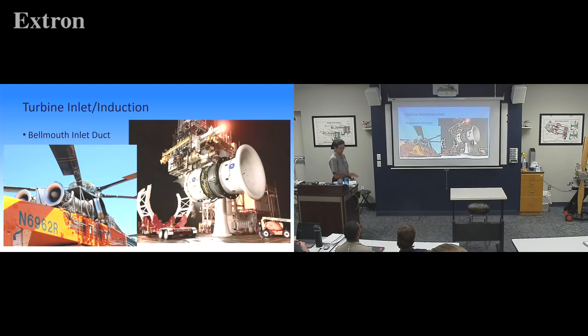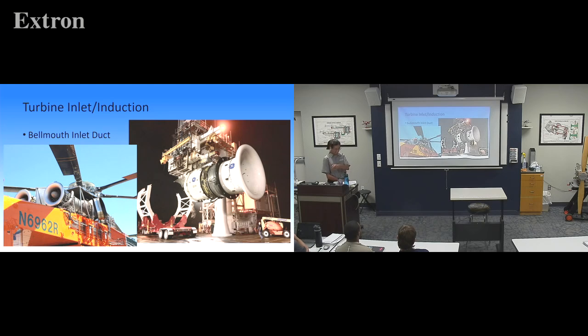Bell mouth, we talked about these guys. Why would we use a bell mouth inlet duct? And what is its purpose? Because it's a converging duct, so you want a lower pressure, but you want to draw air in because of the spinning rotors. Good. So yeah, it's used on helicopters. And what else is it used for?